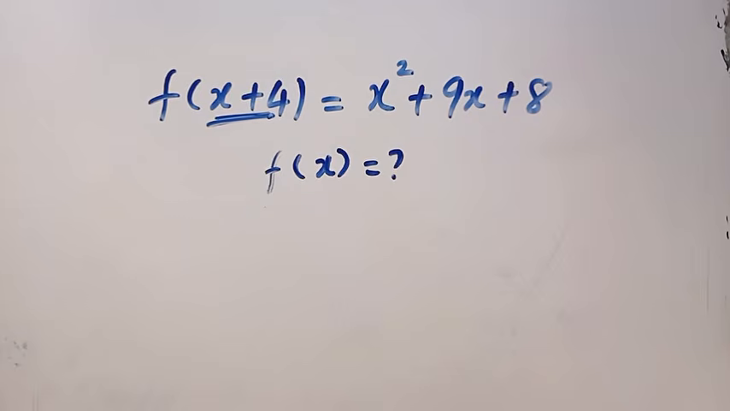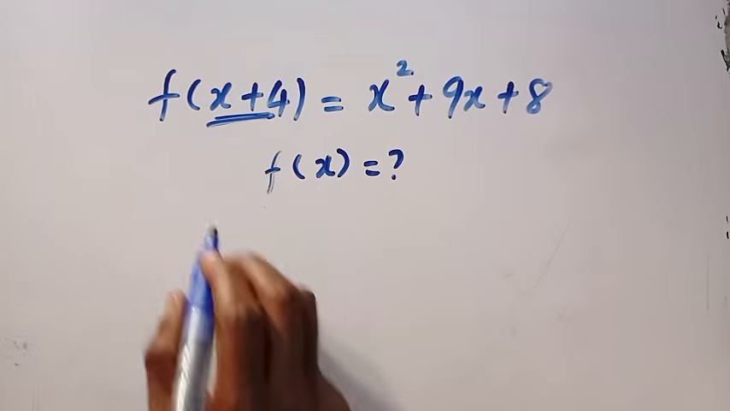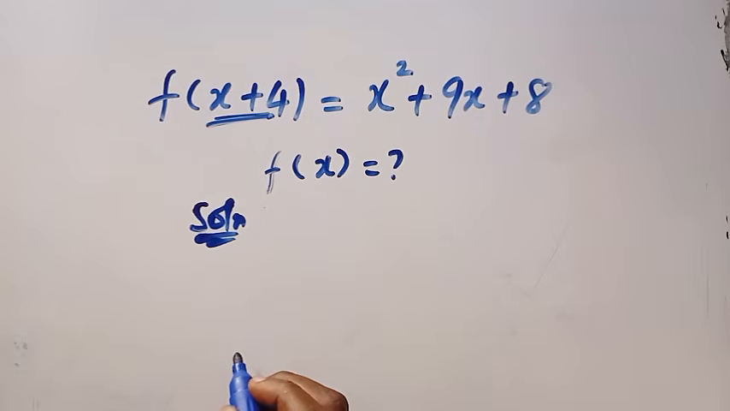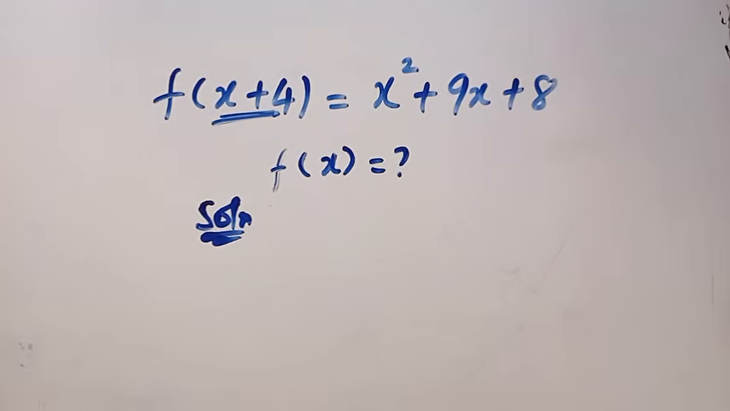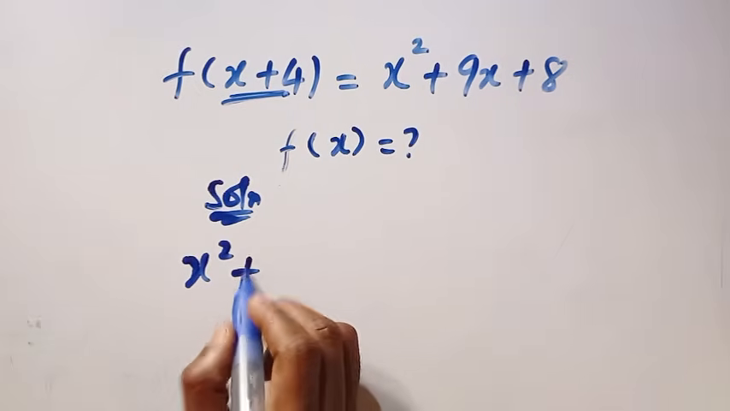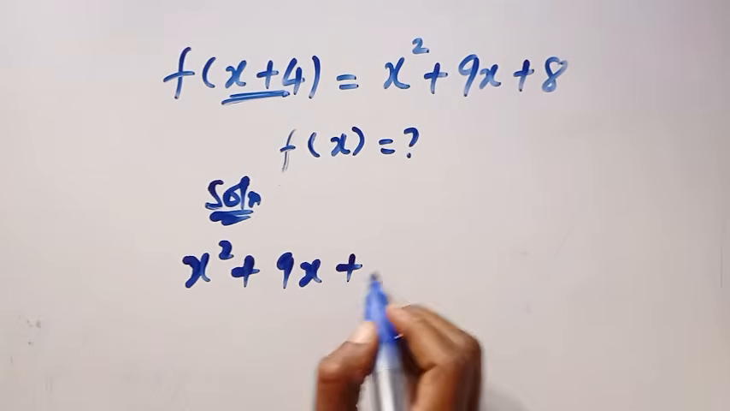If substitution is easy to solve this, how about form manipulation? Can we just form manipulate this as well? Let's see. Because it's good to know different methods of approaching a question. So here, I want to manipulate this, looking at this quadratic, x squared plus 9x plus 8.